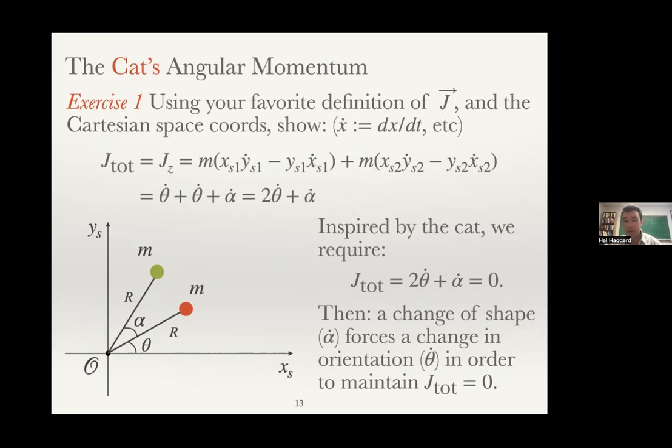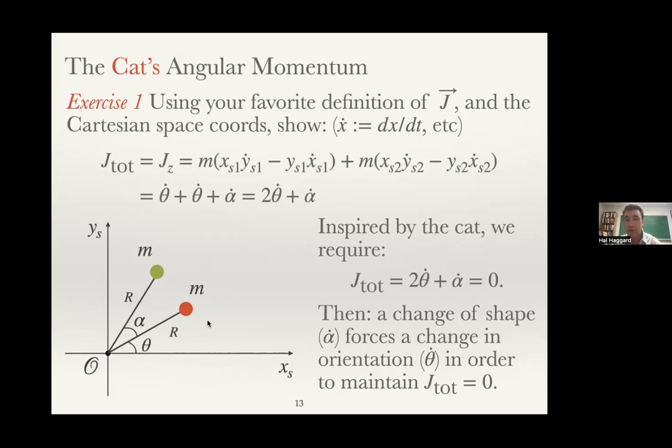So using your favorite definition of angular momentum, R cross P or I omega, whatever you like to use, I'm asking you to go ahead and calculate the total angular momentum of our cat model. The way I've set things up, the cat's constrained to the XY plane, so the total angular momentum is just the Z component of angular momentum, if you think of adding in a third axis here. And it's a quick calculation, and you get this first line of the slide, first displayed line.